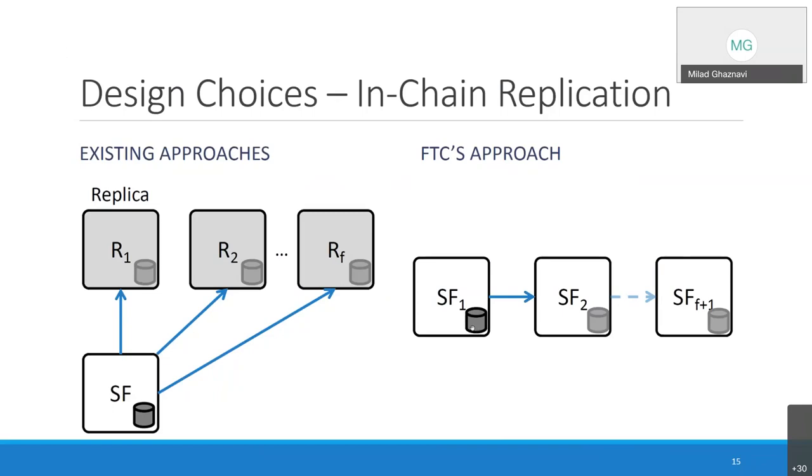We observe that traffic already goes through the chain from service function 1, service function 2, to service function 3, for example. So why not use the subsequent service functions in the chain as the replica for the first service function? In this example, we can use service function 2 as a replica of service function 1.